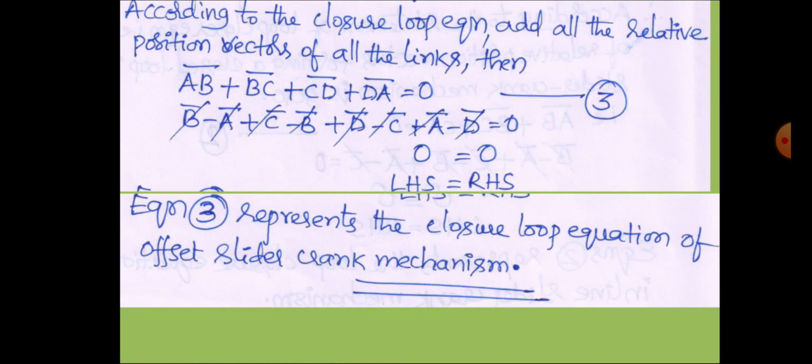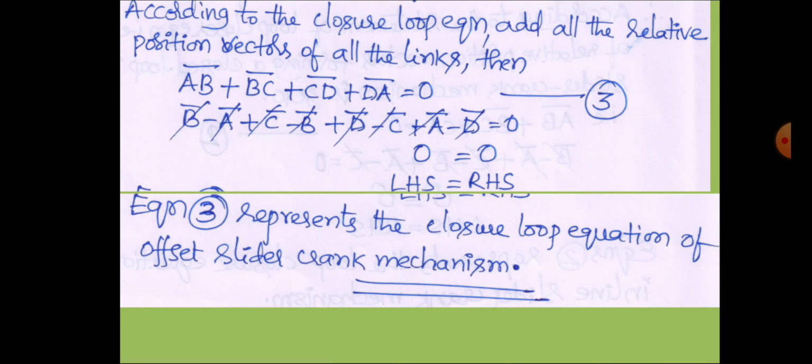Now substitute AB bar as B bar minus A bar, BC bar as C bar minus B bar, CD bar as D bar minus C bar, DA bar as A bar minus D bar. Then one will be plus, another one will be minus. If I cancel, the left hand side becomes 0 and the right hand side is already 0. Therefore equation 3 gives the loop closure equation for the offset slider crank mechanism.